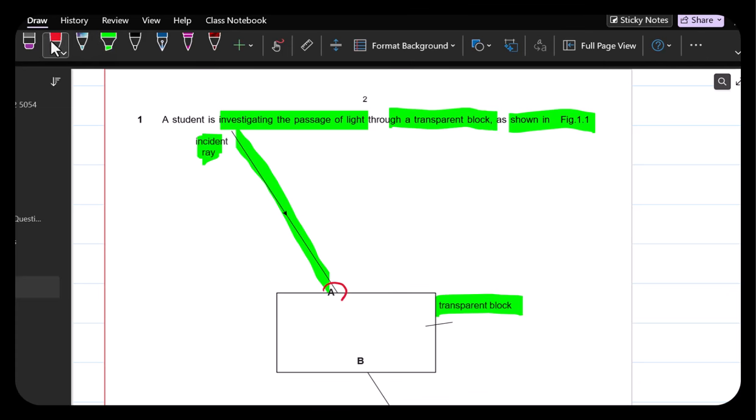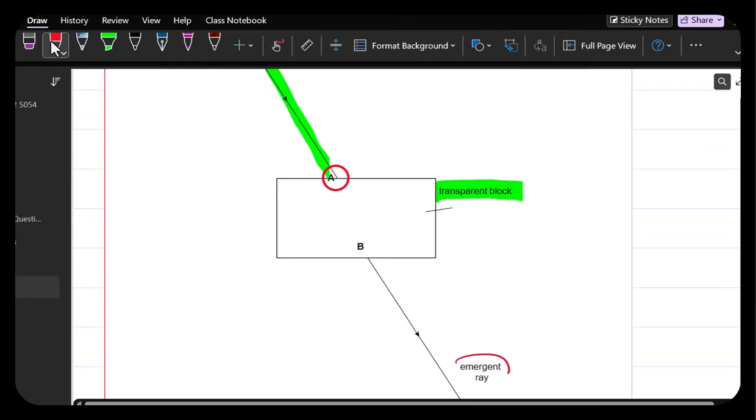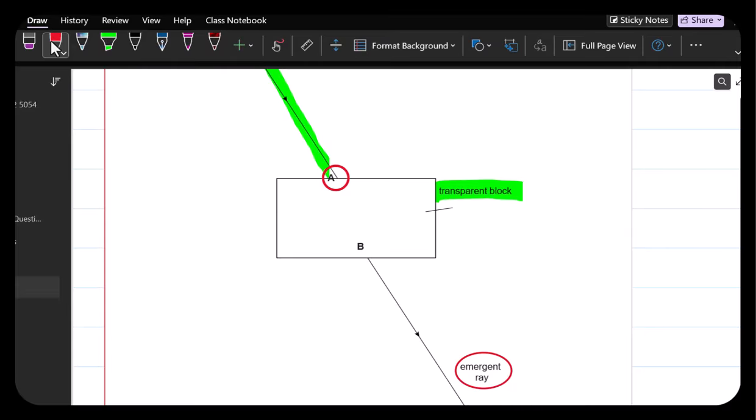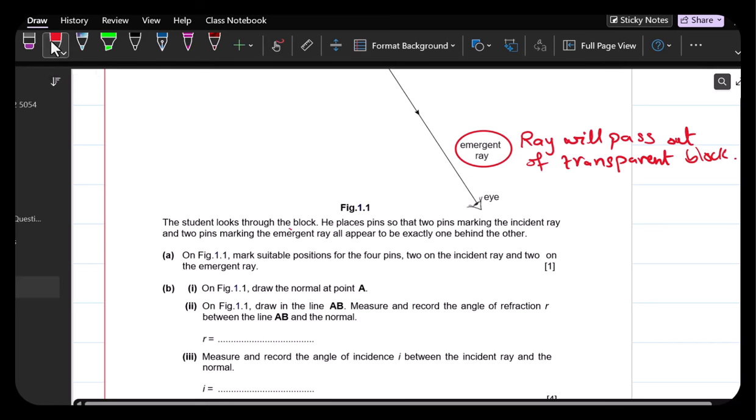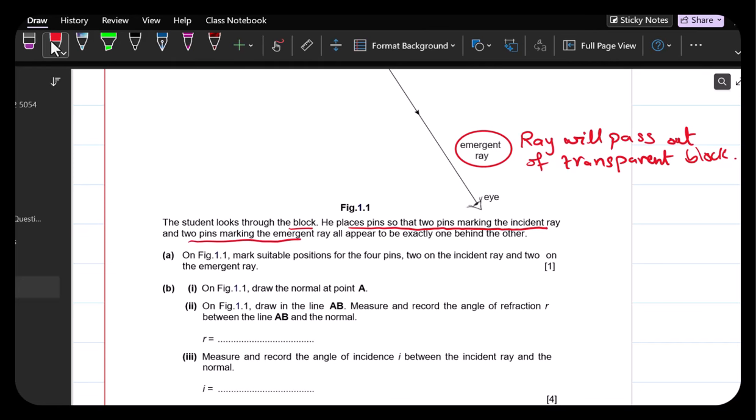So here we have point A where the ray is incident. Now this is the emergent ray, meaning the ray is also going to pass out from this transparent block. So the very first part here: the student looks through the block. He places pins so that two pins marking the incident ray and two pins marking the emergent ray all appear to be exactly one behind the other.